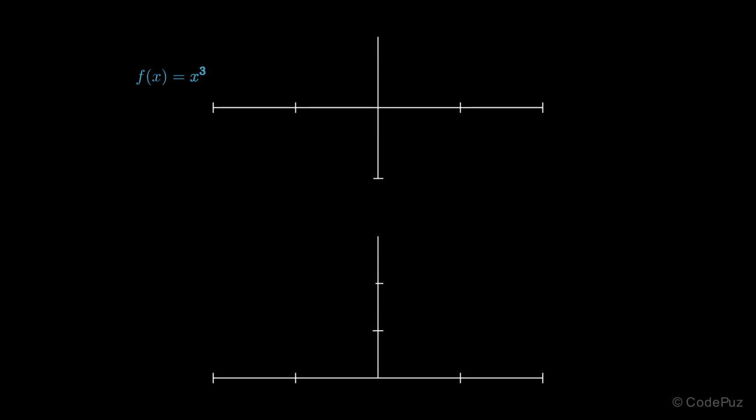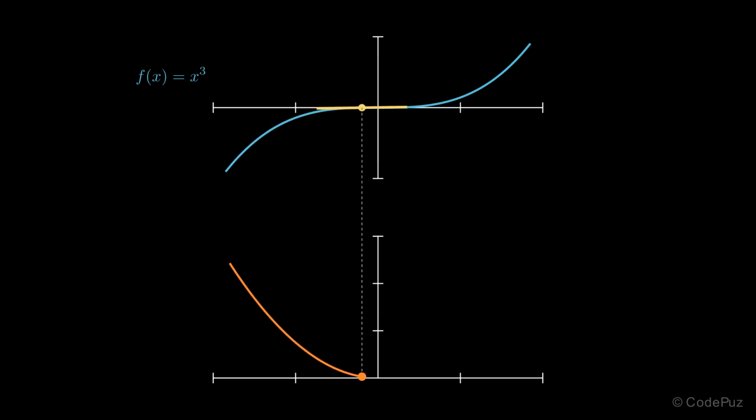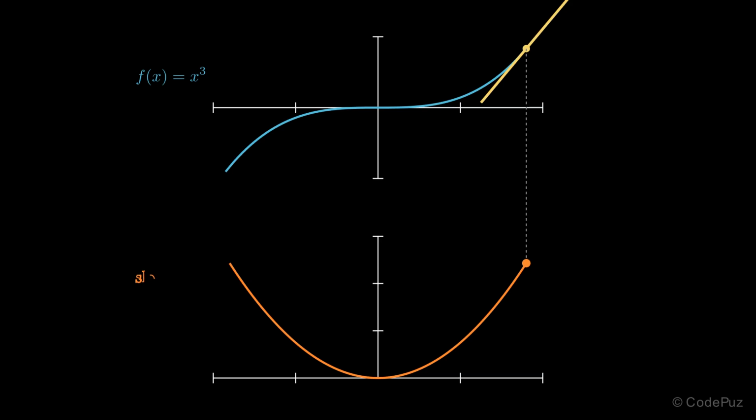Here's the part most explanations skip. Don't stop at one point. Sweep the tangent along the whole curve and record its slope as a new height. Those heights trace out an entirely new curve, a parabola. The machine just turned x cubed into 3x squared.